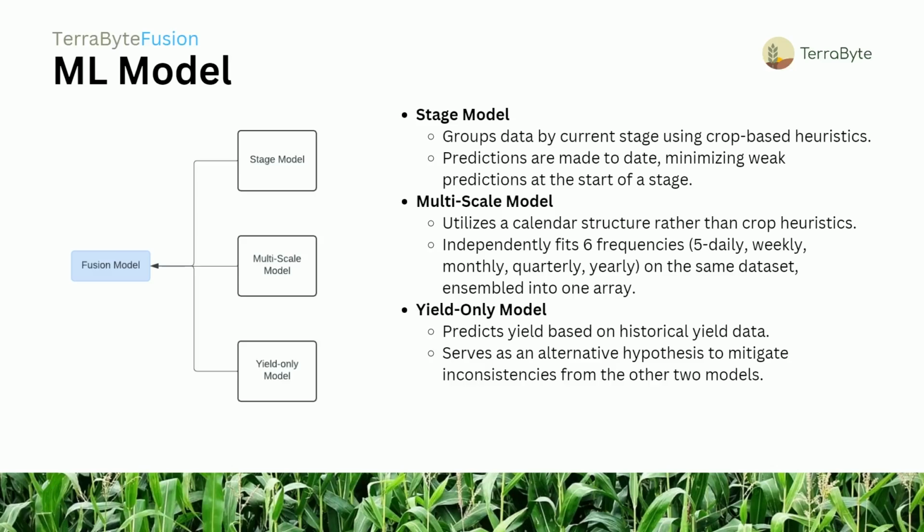And lastly, our yield-only model predicts yields based on previous years of yield. The outcome of this prediction is not directly used, but serves as an alternative hypothesis to prevent inconsistent predictions made by the other 2 models.